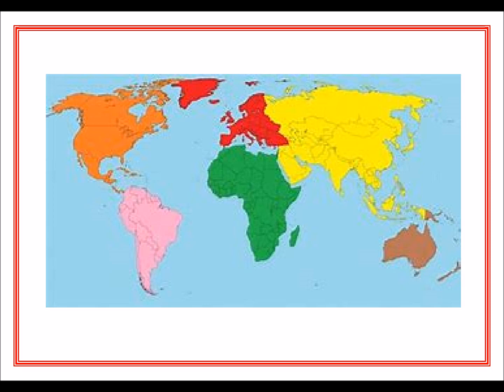This is a map of our world. Look at all of the pieces of our land that make up our world. These are called continents. Let's say that together. Continents. Can you see the continent that's shown in a green color? This continent is called Africa. Can you say that with me? Africa.